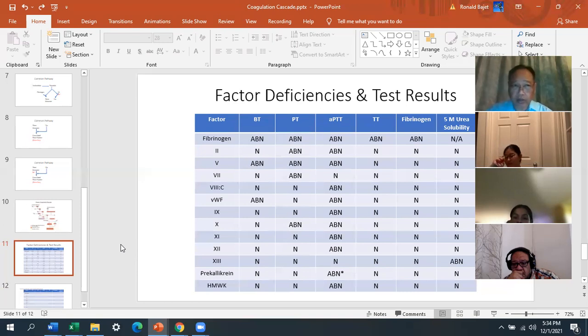alternate names. So factor 1, factor 2, like for example, factor 4 is calcium, okay? Things like that. I've given it to you in that coagulation reviewer I gave last week, so make sure you know the alternate names. That's the second section of the matching quiz.